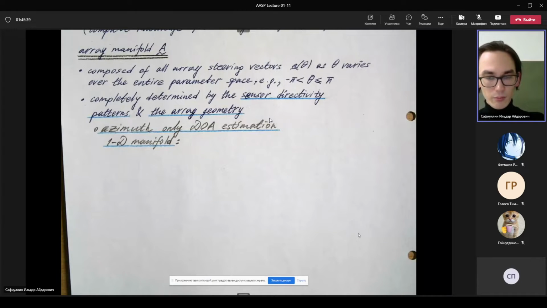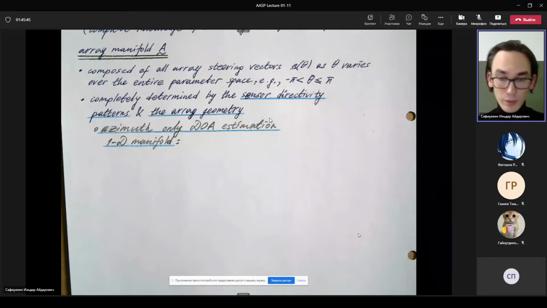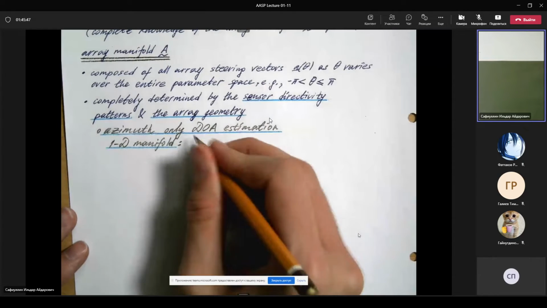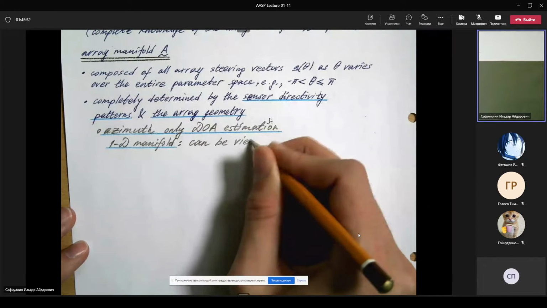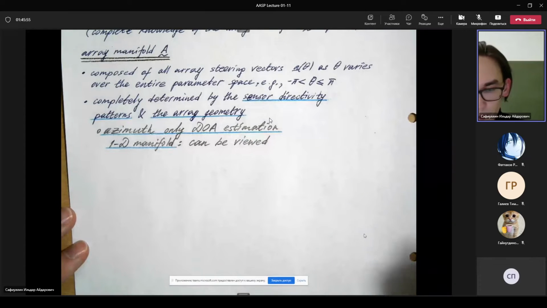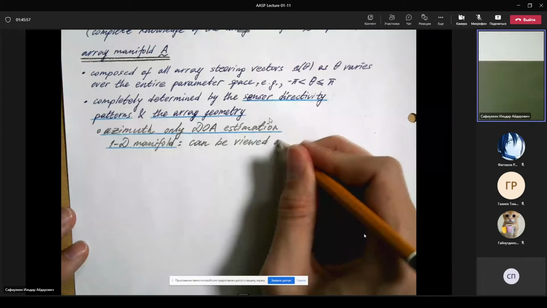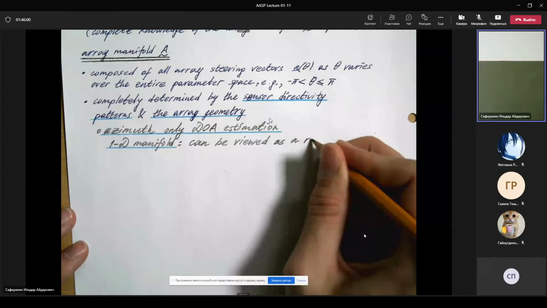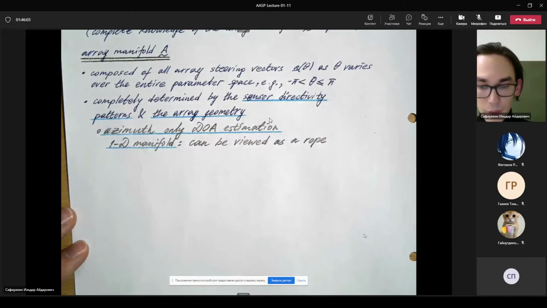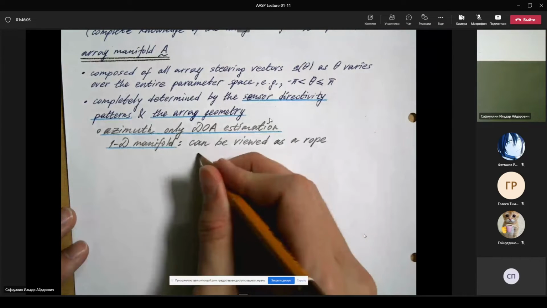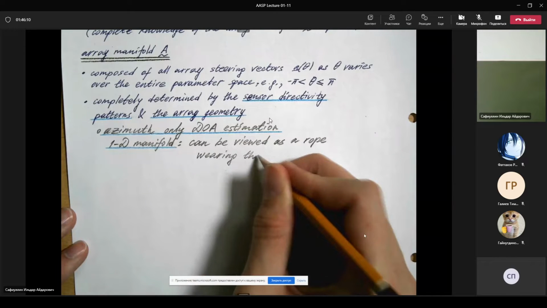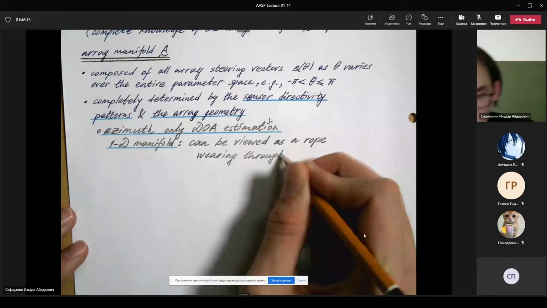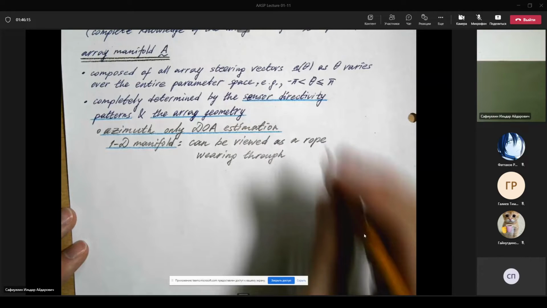So this 1D manifold for this example with azimuth direction of arrival estimation can be viewed as a rope wearing through complex plane of size m.